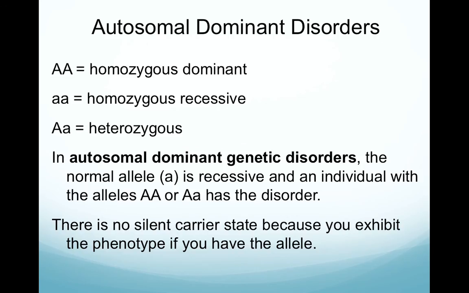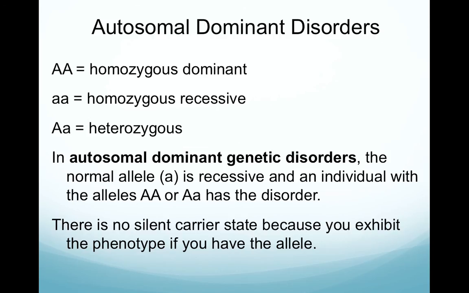What we've been talking about so far are autosomal patterns of inheritance. So that is patterns that are not involving the sex chromosomes. Remember, your autosomes are all of the chromosomes other than your sex chromosomes. In autosomal patterns of inheritance, if you have a dominant genetic disorder, the normal allele is lowercase, so the normal allele is recessive, and then the abnormal allele is uppercase or dominant.